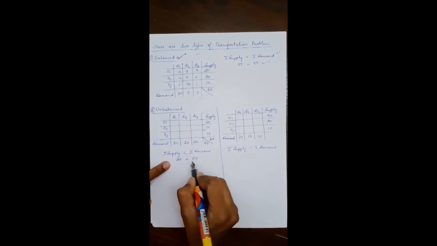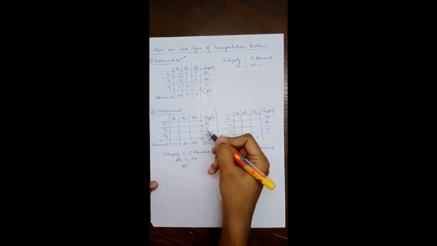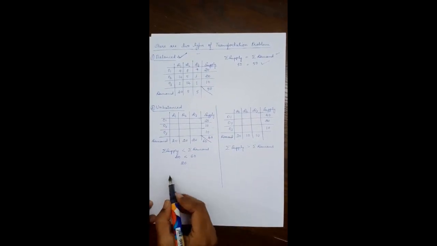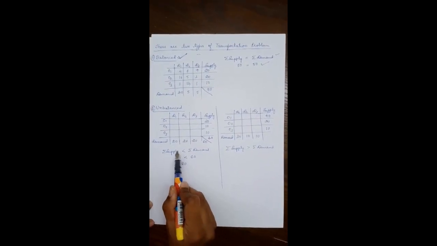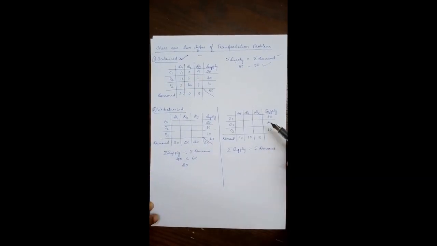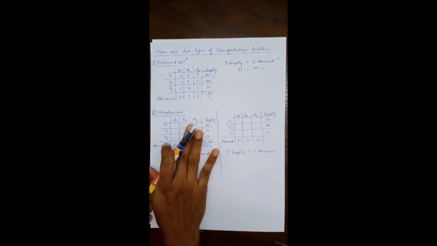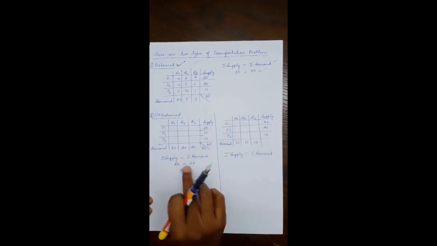So how much is the difference? How much is the deficit? It's 20. So you have to increase the supply by 20. How do we do it? When the supply is deficit, you have to add a dummy row. Whenever there is a deficit in the column, you have to add a dummy column. So the first kind of problem is when the supply is less than demand.